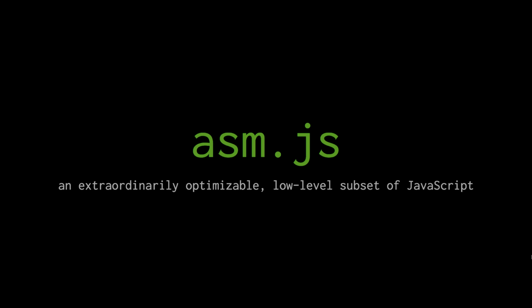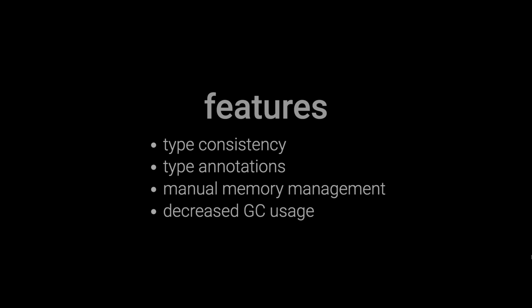It's just a subset of JavaScript that compilers know how to optimize really, really well. It has a few features. It aims to have type consistency. Functions will only be called with the same types of arguments. If you define a function, it's only going to be called with numbers. It's never going to be called with anything else.